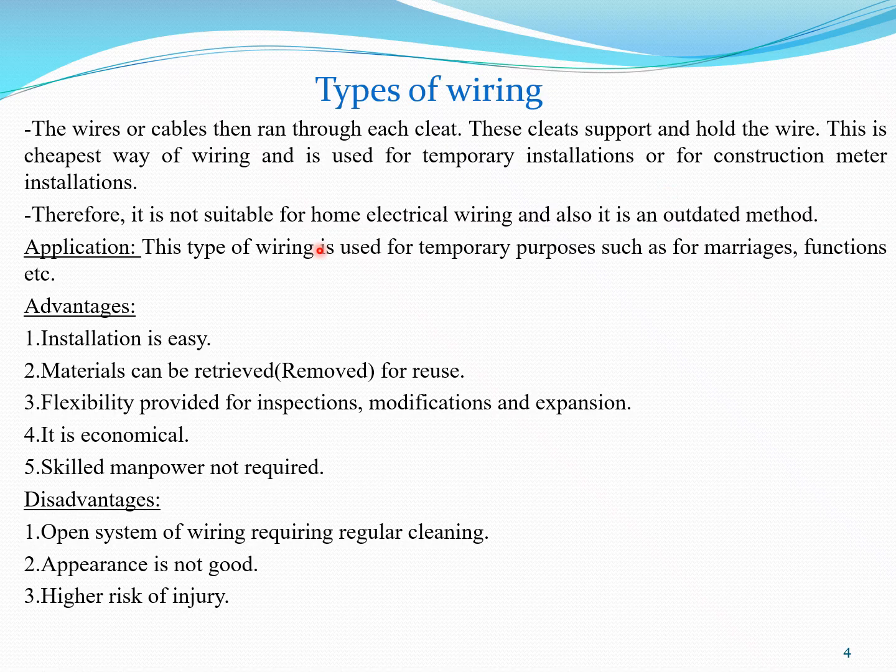What is the application of cleat wiring? Such type of wiring is used for temporary purposes such as marriages, functions, etc. Now, what are the advantages of cleat wiring? This type of wiring has easy installation. Material can be retrieved or removed for reuse. Flexibility is provided for inspection, modification, and expansion. This method has less cost, that is, it is an economical method. Skilled manpower is not required to make the cleat wiring.